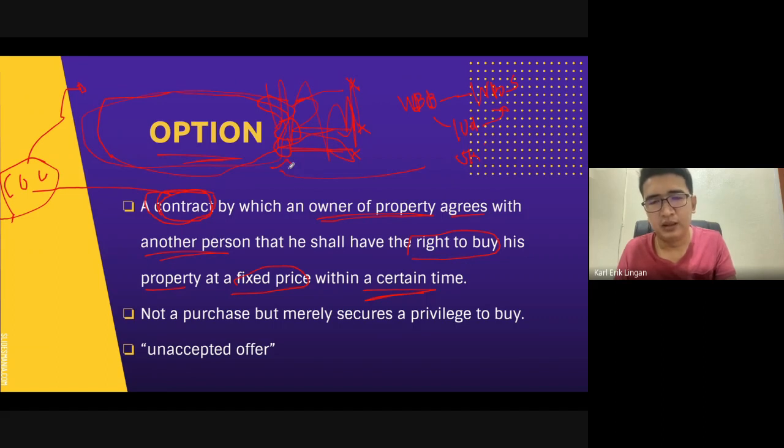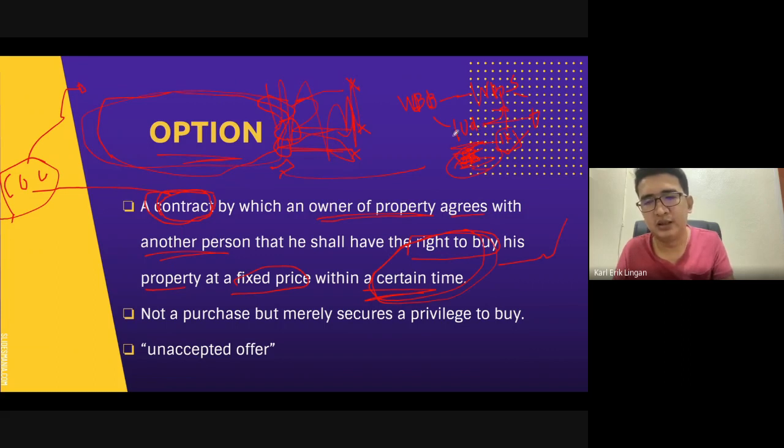Okay? There is consent because inaccept na as to the object. The object here is the privilege. This is the right to buy within a certain time. Yan ang object dyan. Okay? Ang cost is yung 5K. Now, kung walang pera na binigay, the seller can sell anytime kahit within 10 days. Okay? Kung walang pera na bigay. Because the seller is not bound by that agreement alone. Okay? Pero kung may binigay kahit 1K lang, the seller is bound. Okay?